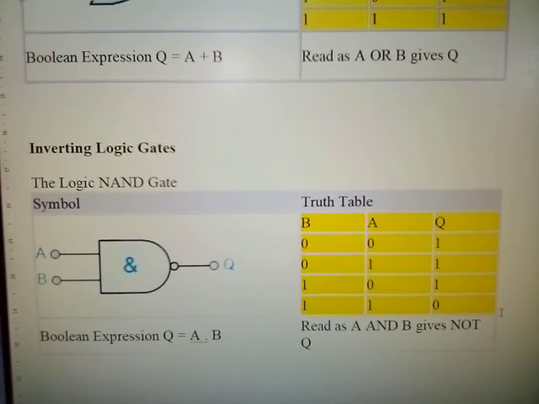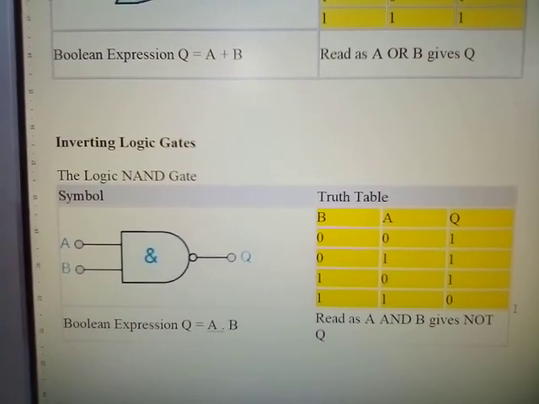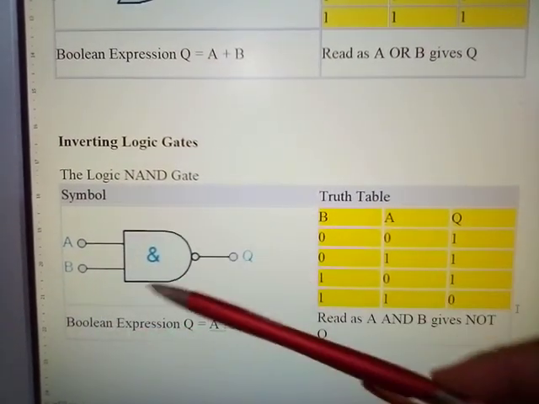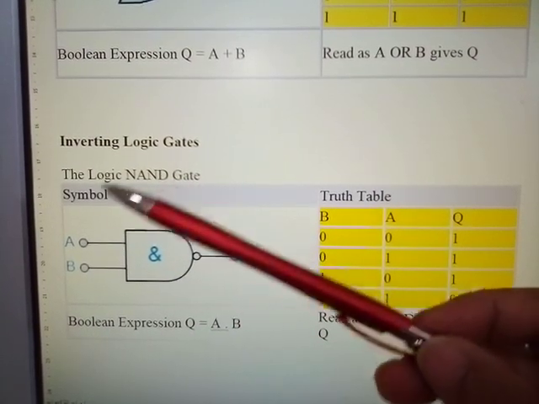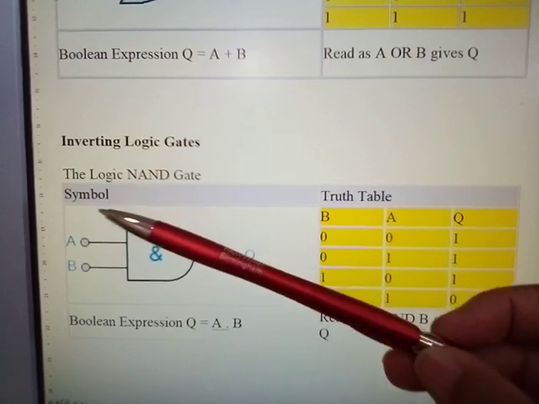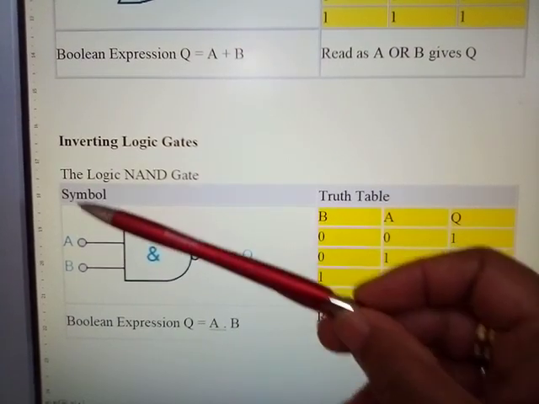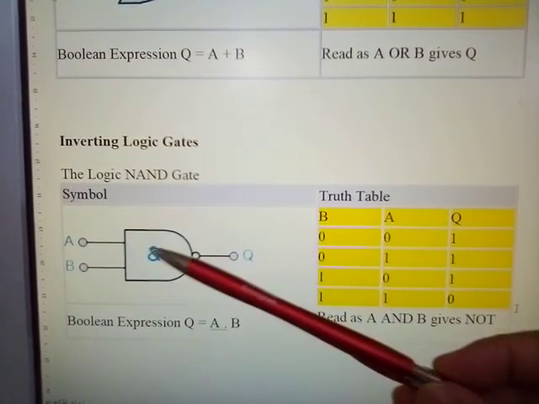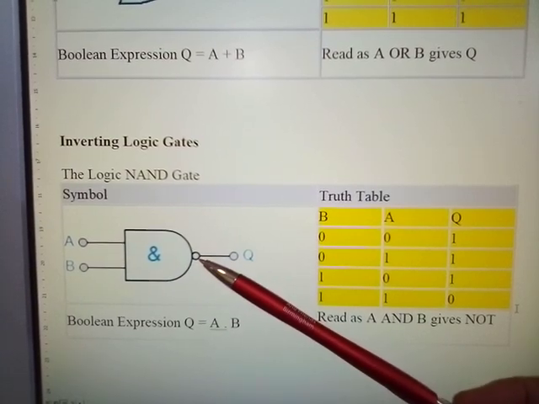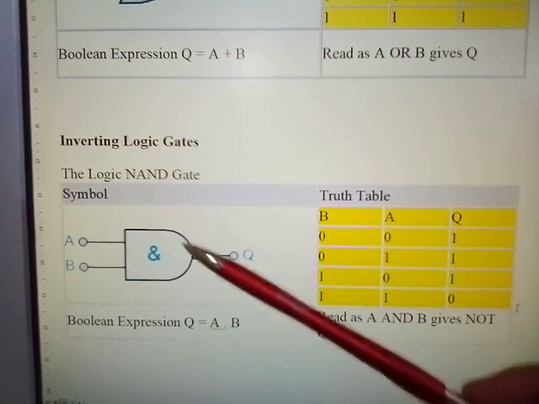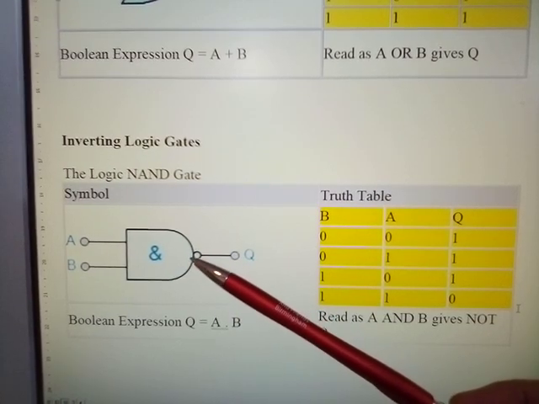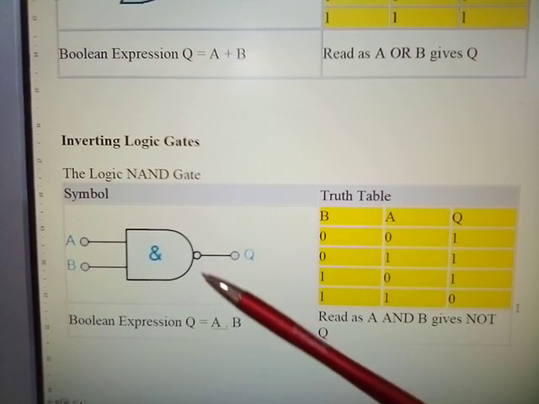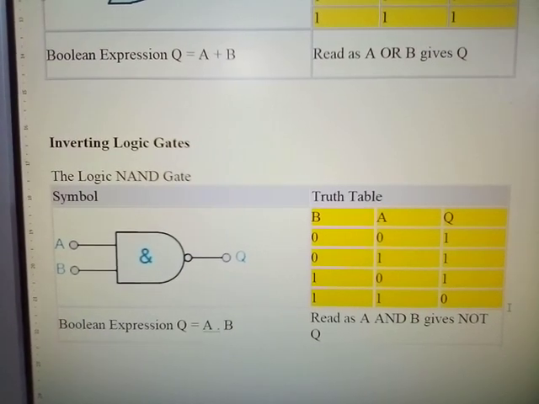And here we're looking at what's called the inverting gate, which is a NOT gate. Or, well, in this case it is not a NOT gate, but it is a NAND gate. But I expect we'll look at the NOT gate a little later on. But inverting logic gates. Now, the logic NAND gate symbol, as you can see, the difference between your AND gate and your NAND gate is this little circle here. You can call this your inverter if you like. Okay.